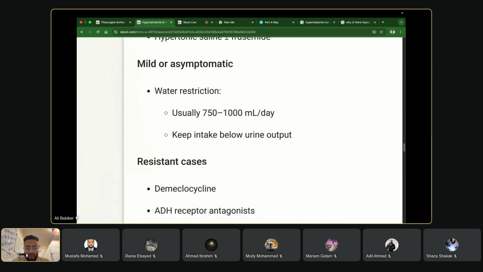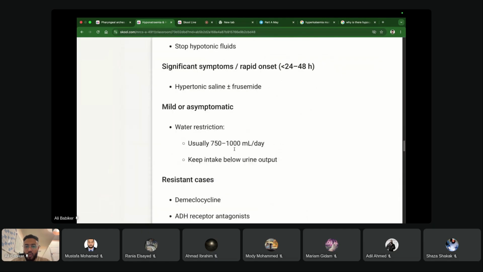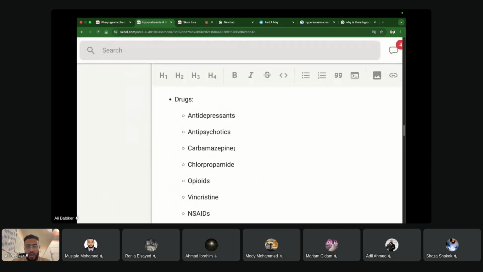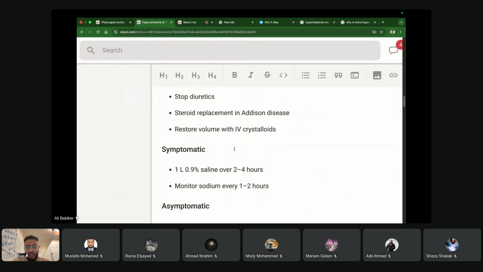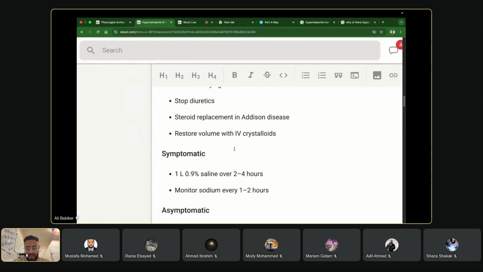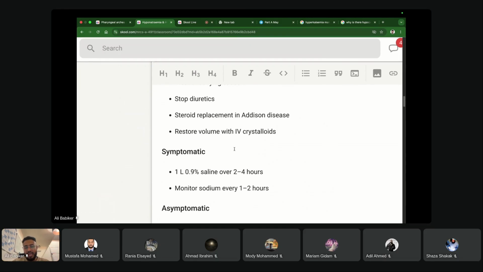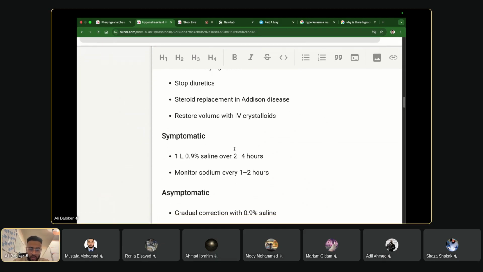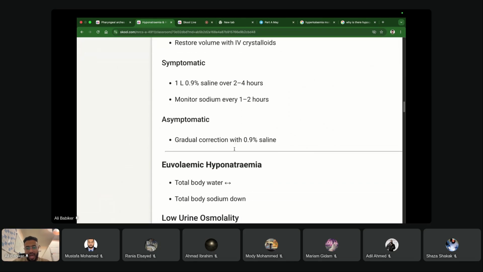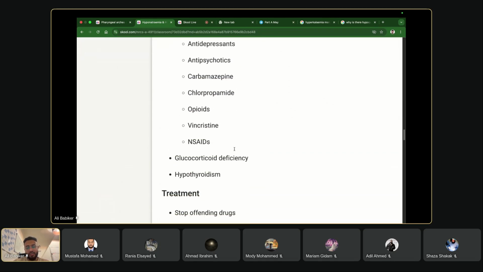Let me just summarize this for you guys and tell you how your exam will go. They will give you a scenario. They will give you the osmolality. They will give you hypovolemic or hypervolemic, and they will give you the sodium in the urine. Is it more than 20 millimole or less than 20 millimole? And they will ask you what is the cause.